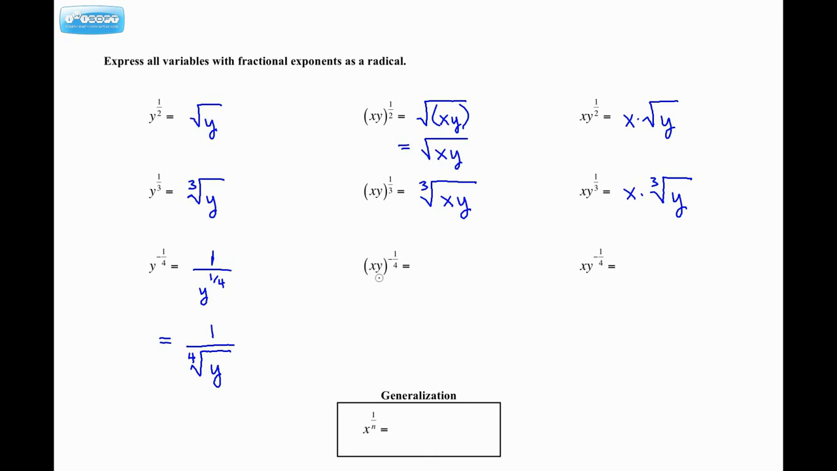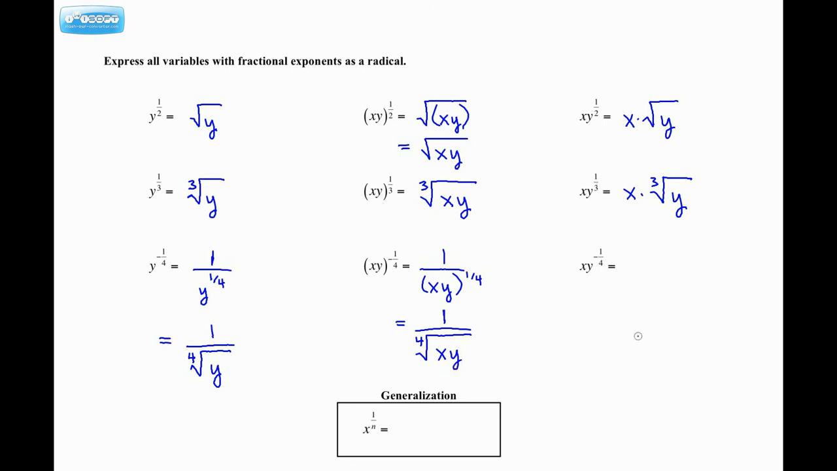Next one, xy, and everything is being raised to the negative 1/4. So that is 1 over xy to the 1/4. And now this part here I can write as a radical. Everything is being affected by this 1/4. So this is 1 over the 4th root of x and y together. So they both go under there.